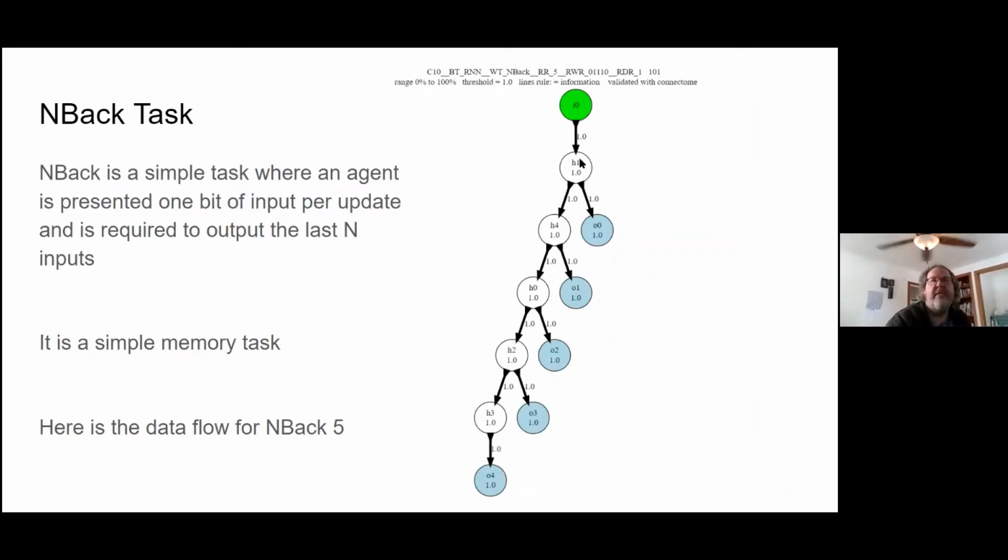The input flows in, it happens to go to hidden 1. Hidden 1 sends it to output 0 and also to hidden 4. Hidden 4 sends it to output 1 and hidden 0 and so on. This is why I'm calling this data flow, because you can see the input flows in and then progressively through the hidden nodes, each time it sends some information out.